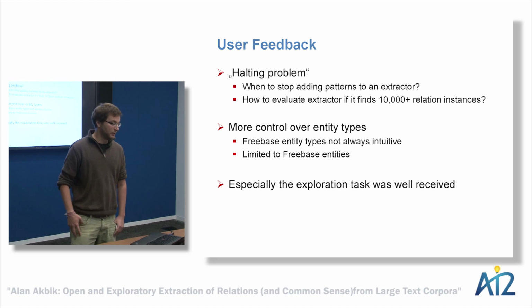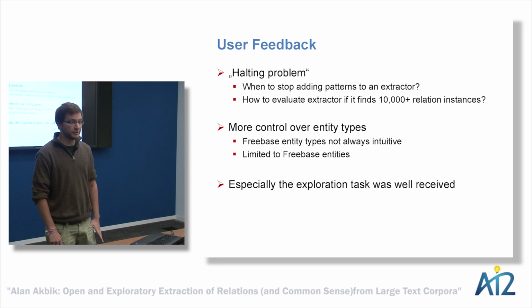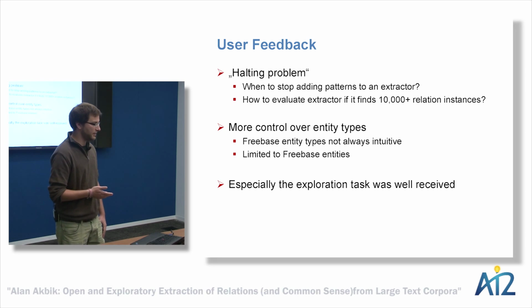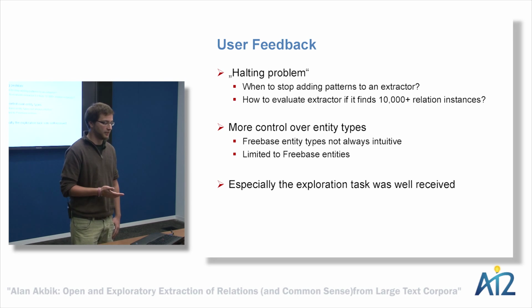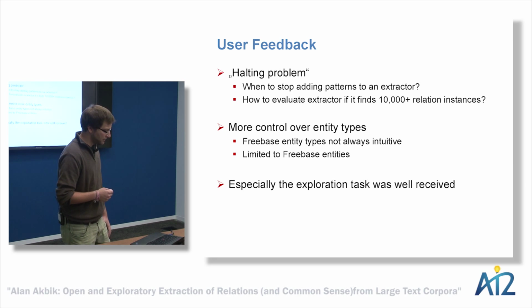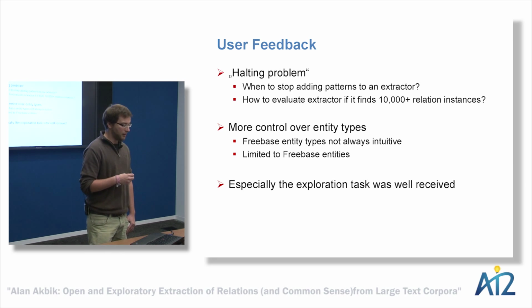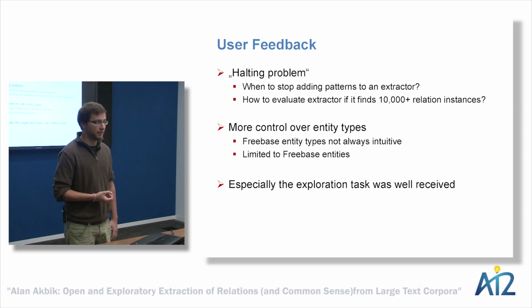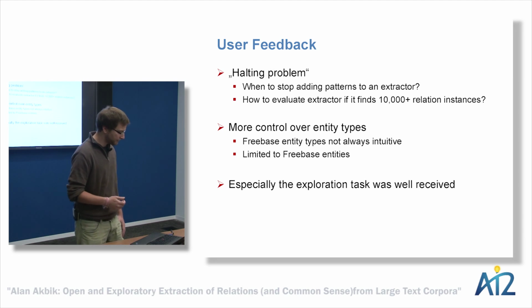So the user feedback. So basically one of the biggest problems is the halting problem. So when does the user actually stop adding patterns, right? They select maybe 20 or 30 patterns, and at this point they're already finding 50,000 relation instances. So users at this point basically just said, okay, it's enough, next relation, right? So when do you stop? And at the same time, how do you evaluate this, right? As soon as you're finding tens of thousands of instances, you can't really glance over the data and say, this works really well, or it doesn't work really well, right?